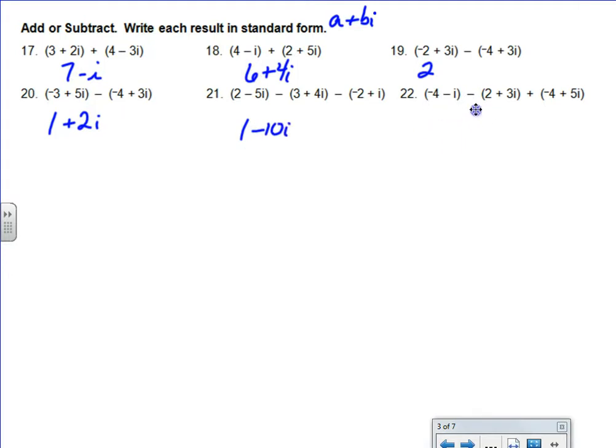And then negative 4 minus 2 is negative 6, minus another 4 is negative 10. Negative 1 minus 3 is negative 4. Negative 4 plus 5 is positive 1i.